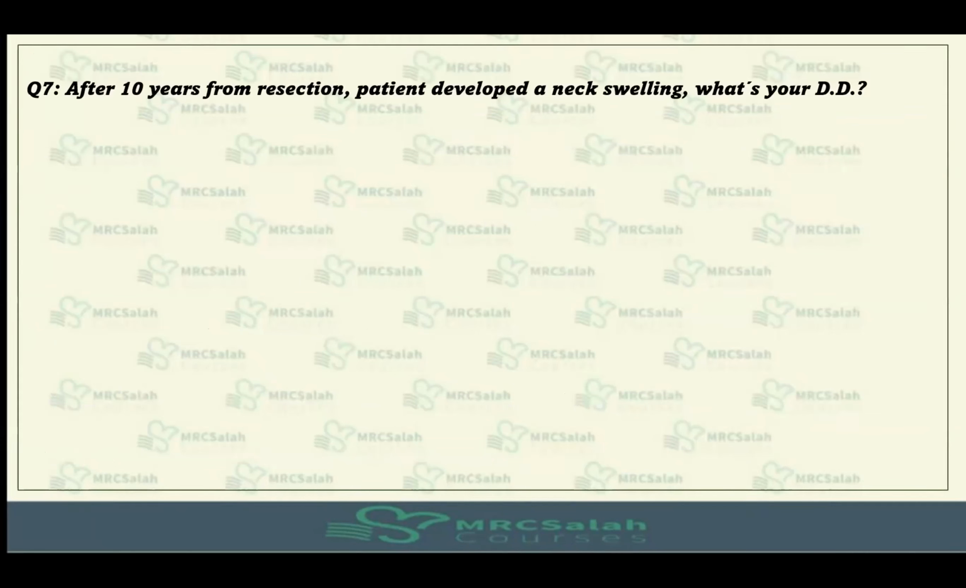After 10 years from resection, the patient developed an ex swelling. What could be your differential diagnosis? So it may be recurrence or new carcinoma, or lymphoma, lymph node enlargement, or carotid body tumor. Okay, great.